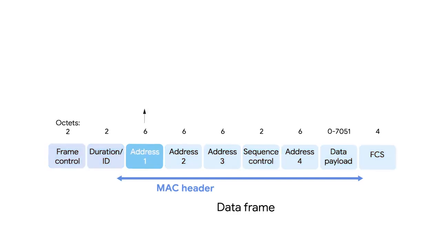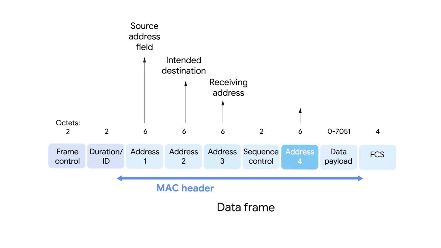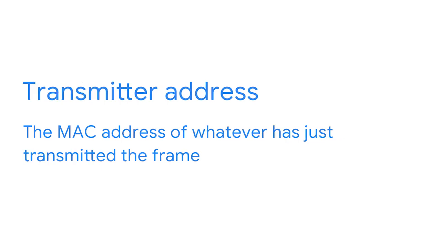Association isn't just important for the wireless device to talk to a specific access point. It also allows for incoming transmissions to the wireless device to be sent by the right access point. There are 4 address fields because there needs to be room to indicate which wireless access point should be processing the frame. So we'd have our normal source address field, which would represent the MAC address of the sending device, but we'd also have the intended destination on the network, along with a receiving address and a transmitter address. The receiver address would be the MAC address of the access point that should receive the frame, and the transmitter address would be the MAC address of whatever has just transmitted the frame.